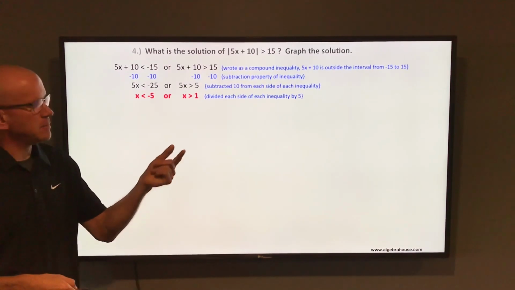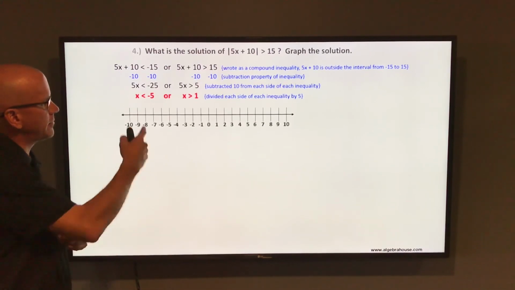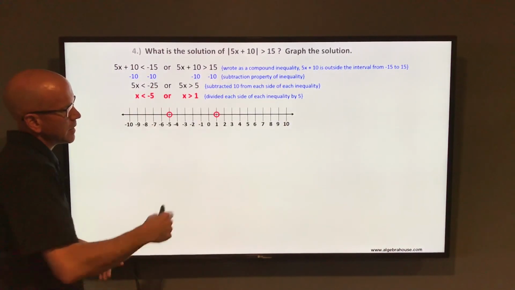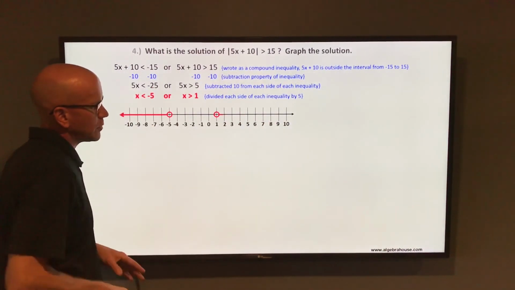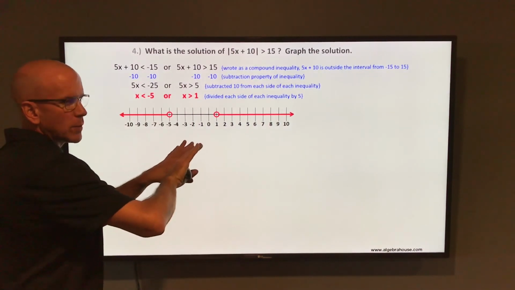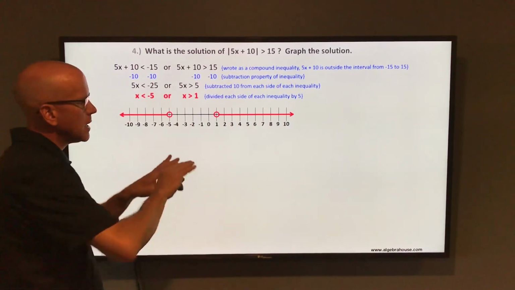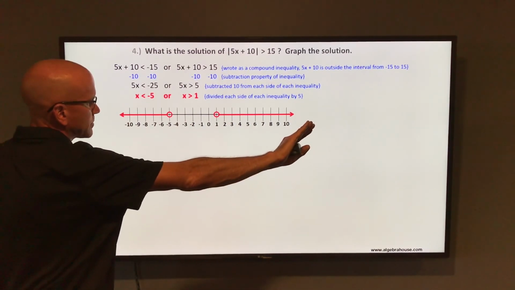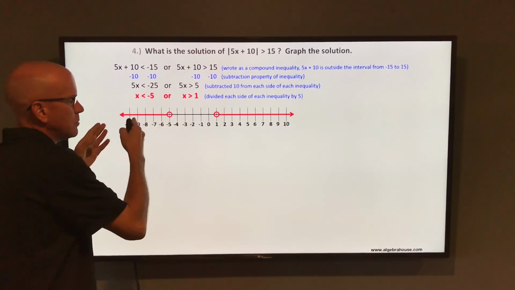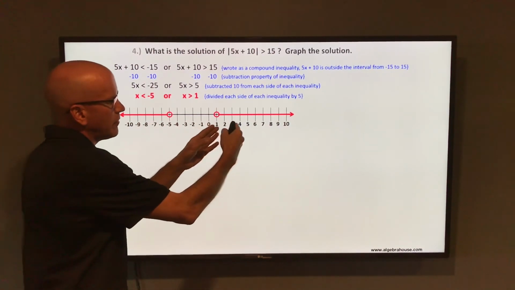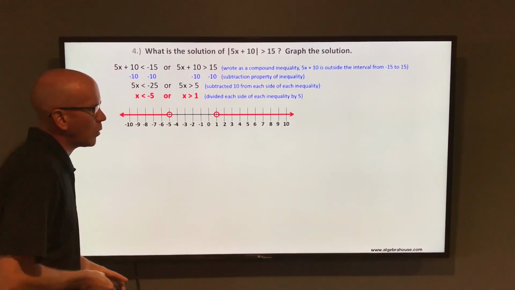To graph that, you would put an open circle on negative 5, the arrow goes to the left, and an open circle on 1, the arrow goes to the right. So this is an or inequality. It splits off in opposite directions. Remember, an and inequality comes together. An or inequality splits off in opposite directions, so the value of x could be less than negative 5, or the value of x could be greater than 1.